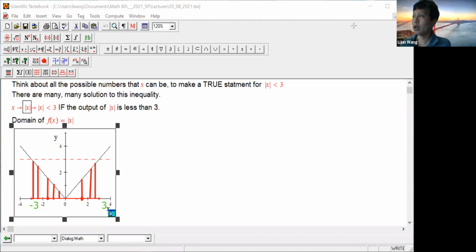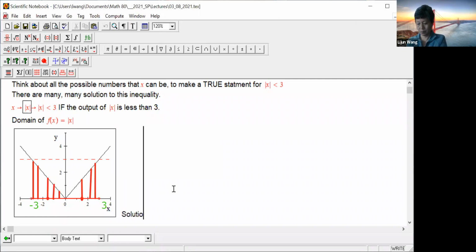So now, can you tell me what are the solutions? The solution is about input, right? We know output. We were looking for input. And if the output is less than 3, the input should be where? The input should be between -3 and +3, which is right here, which is just like what we graphed. Does not include -3, +3.